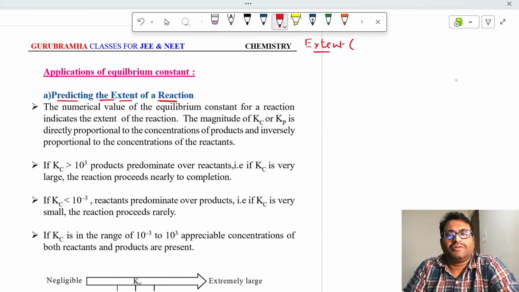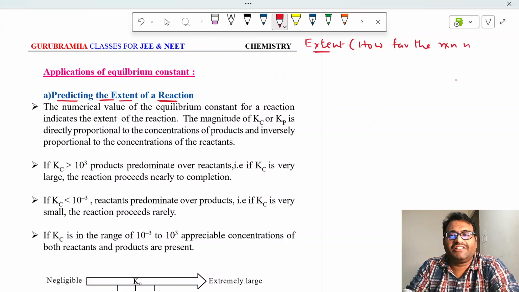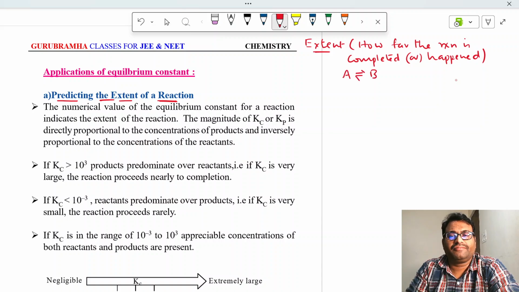So, extent of the reaction: how far the reaction is completed or has happened. That is called the extent of the reaction. Whether it is Kp or Kc, for a given reaction, for example, let us take A gives rise to B. A is reactant and B is product. What will you write? K equilibrium. Let us write Kc, concentration of product by concentration of reactant.